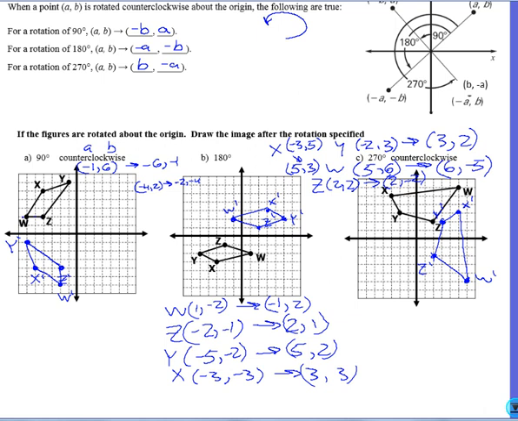The big thing to take away from rotations here is to make sure you know these rules on how the coordinate points switch.